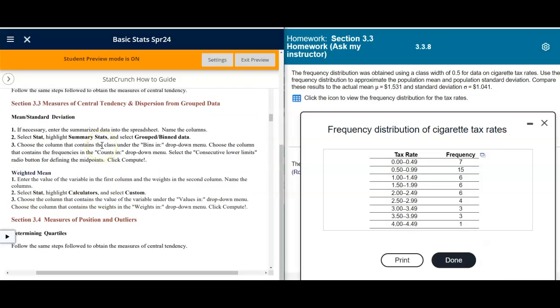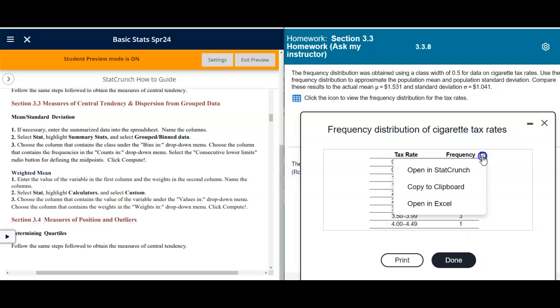So then we look down here and there are two options for the instructions: mean, standard deviation from grouped or binned data. So that's what we're trying to do. And now we're going to come over here and open this up in StatCrunch. To open it in StatCrunch, we're going to click on this little table icon.